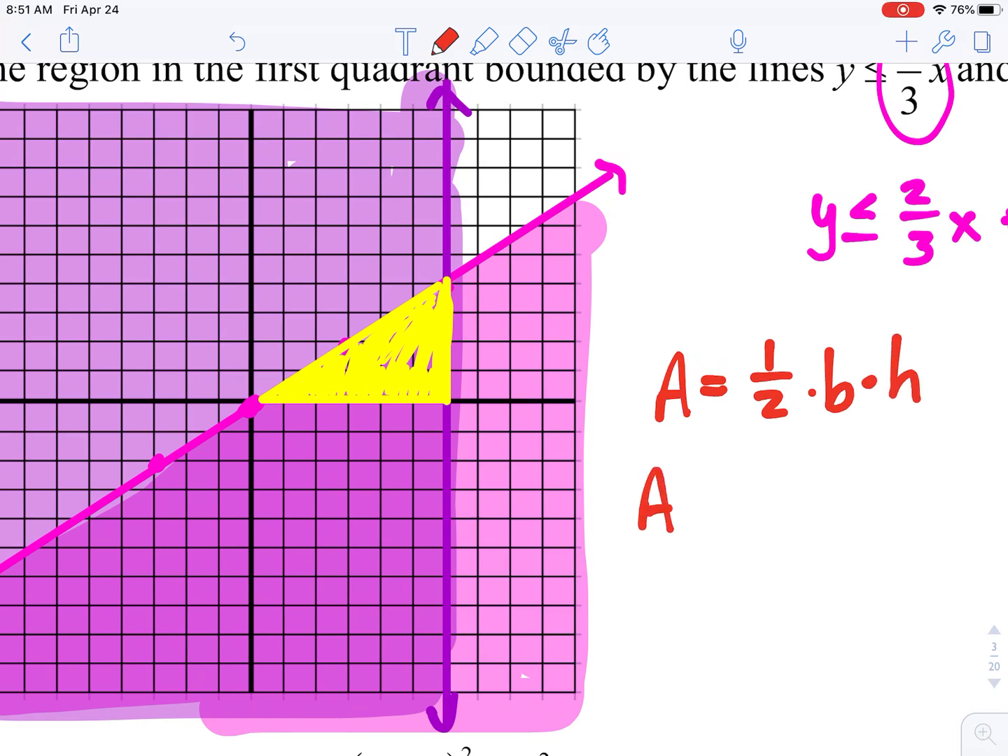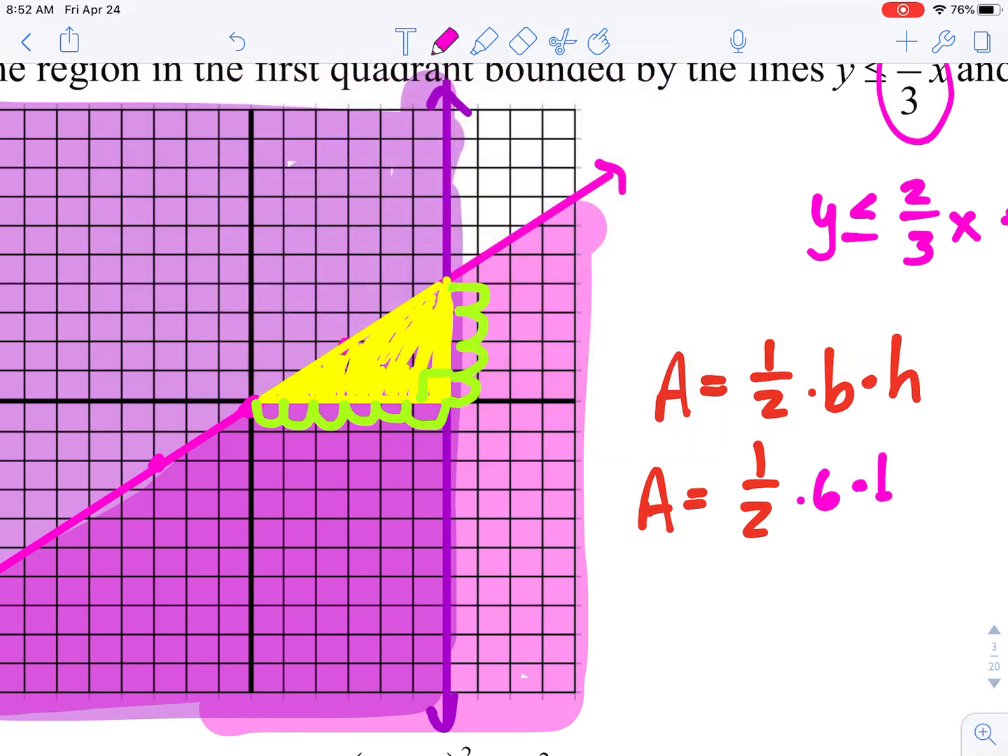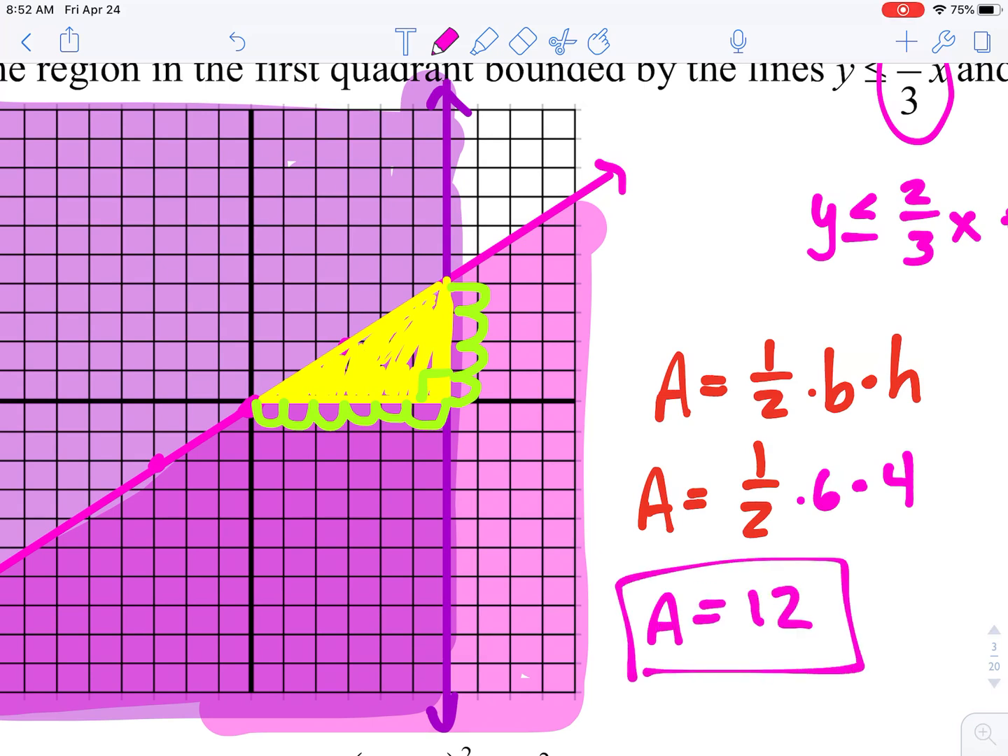Now to find our base, this is a right triangle, so I would just count 1, 2, 3, 4, 5, 6. And then our height, because it's a right triangle, is 1, 2, 3, 4. So our base is 6 and our height is 4. Half of 24 gives us an area of 12.